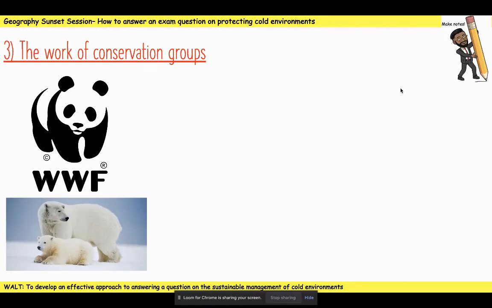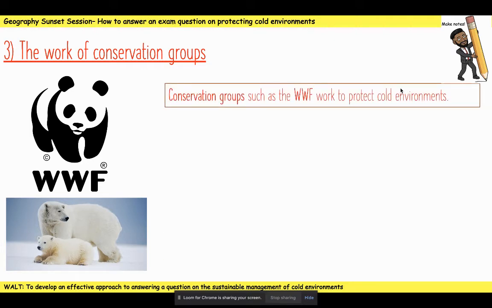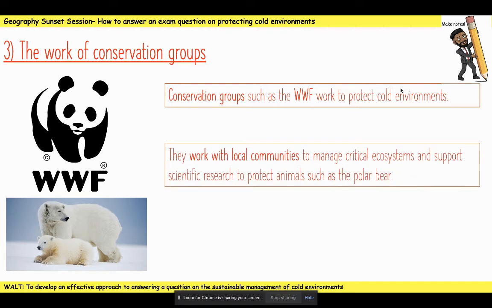Another way that we can look at sustainably managing cold environments or protecting them is the work of conservation groups. So an example is the WWF, or the Worldwide Fund for Nature. So conservation groups such as WWF work to protect cold environments. They work with local communities to manage critical ecosystems, and they support scientific research. And that research aims to protect animals such as the polar bear.